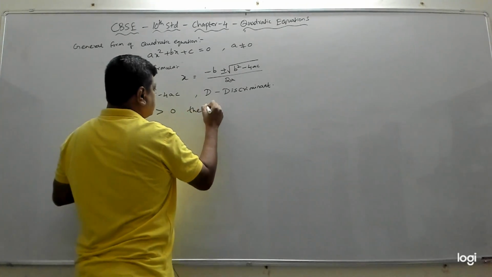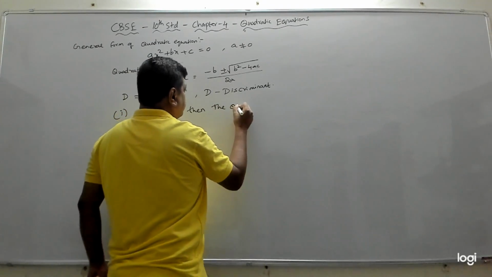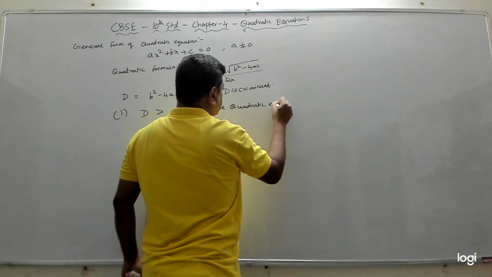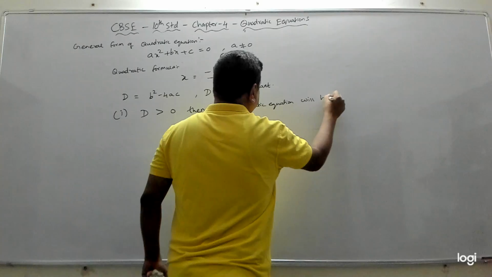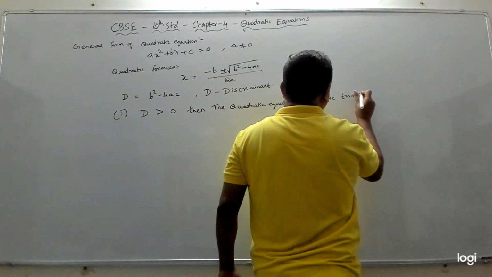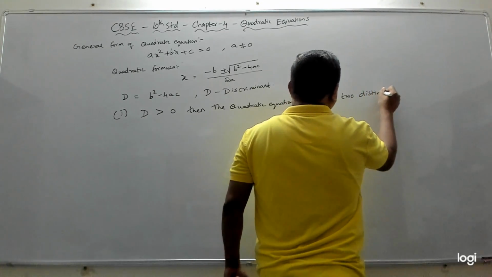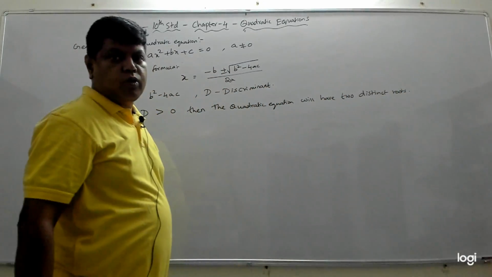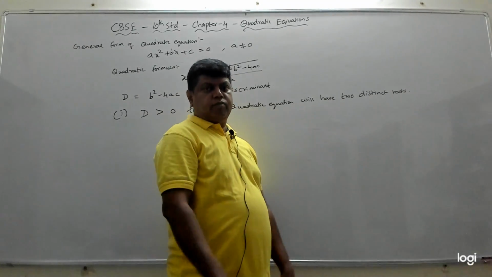then the quadratic equation will have two distinct roots, which means you will have two roots and both will be different.